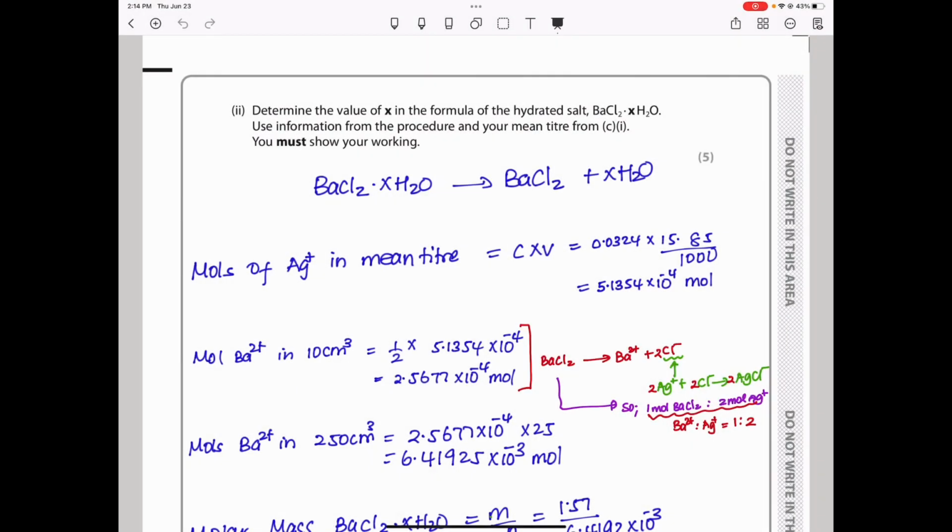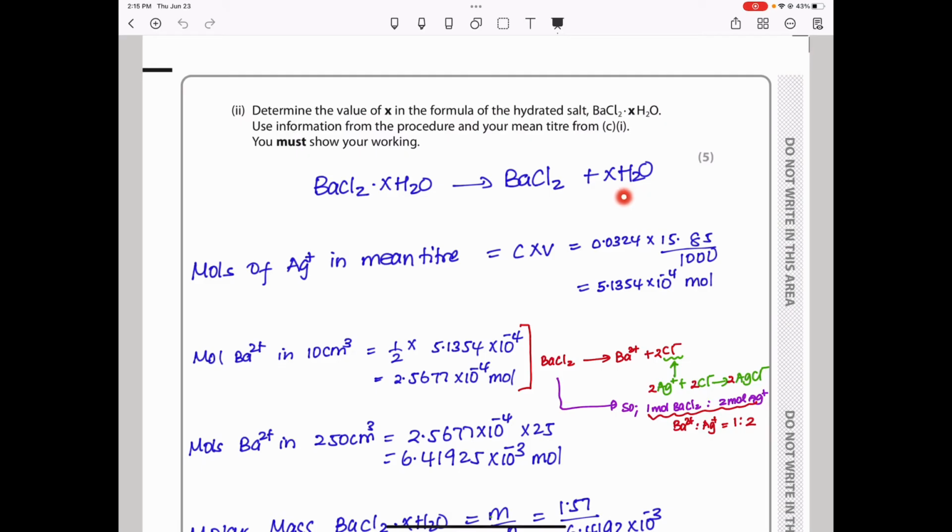Determine the value of x in the formula of the hydrated barium chloride, BaCl2·xH2O. Use the information from the procedure and your mean titer in C Roman 1. You must show your working. So the key thing to understand here is the original salt was hydrated barium chloride. If you break it apart, you're going to produce barium chloride as well as water. So we were told to find the value of x, we need to find the mass of that, and probably use it to find the mole ratio so that we can find the value of x.